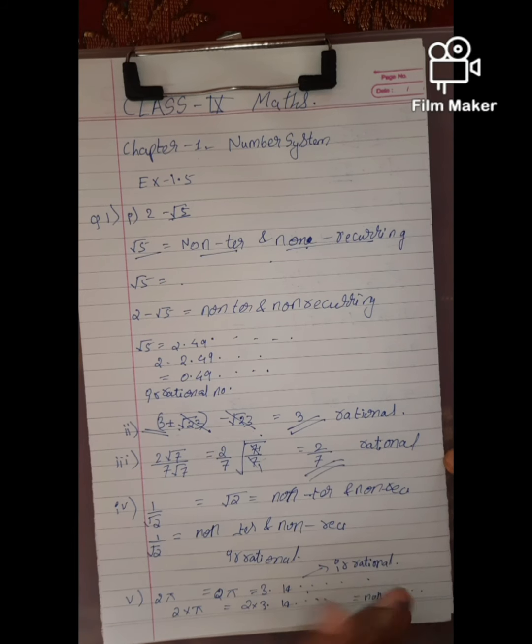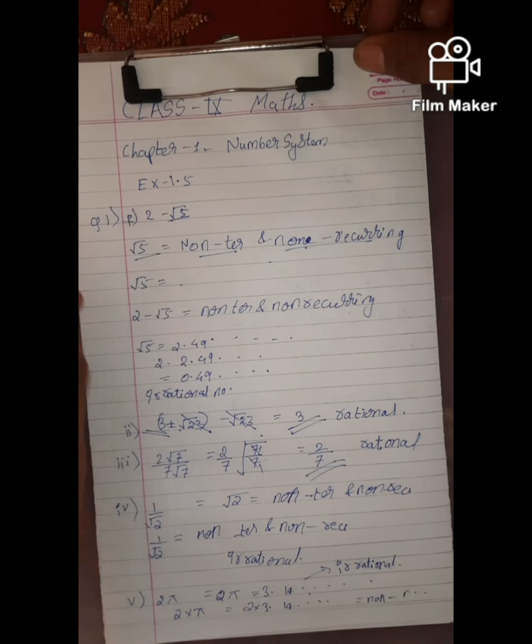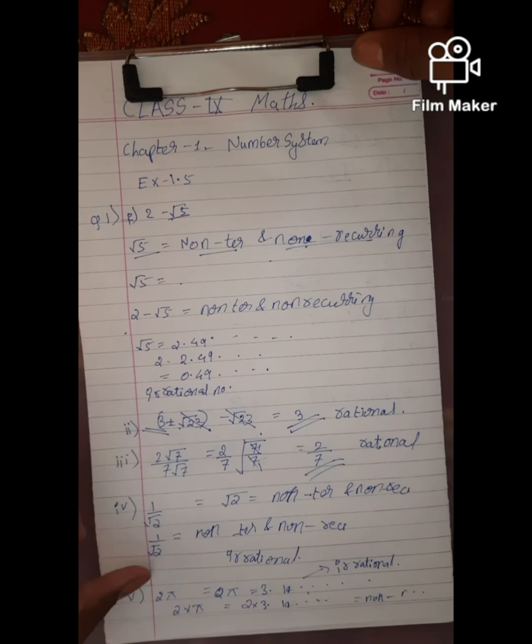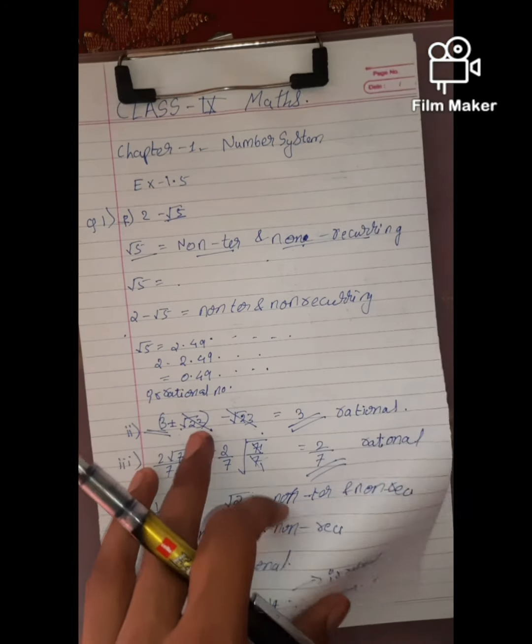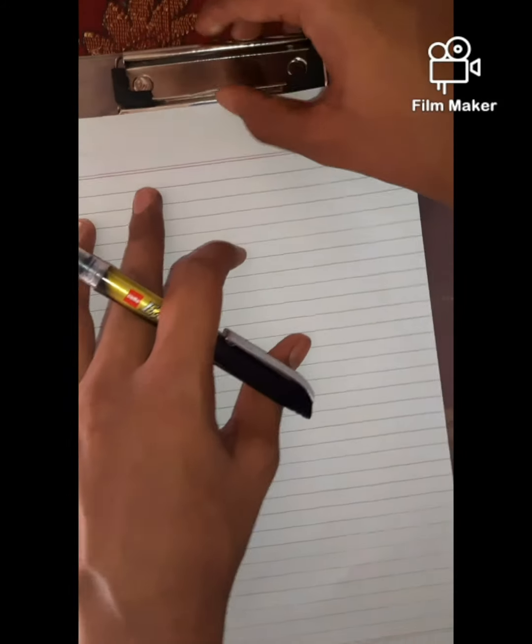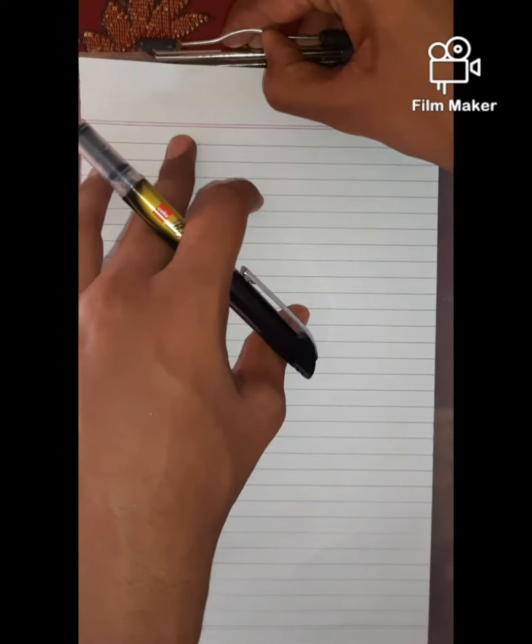So from here we can conclude that the first one is irrational, the second one is rational, the third one is rational, the fourth one is irrational, and the fifth one is irrational. Okay, so here we have completed question number 1. Now let's go to question number 2, and here comes question number 2.